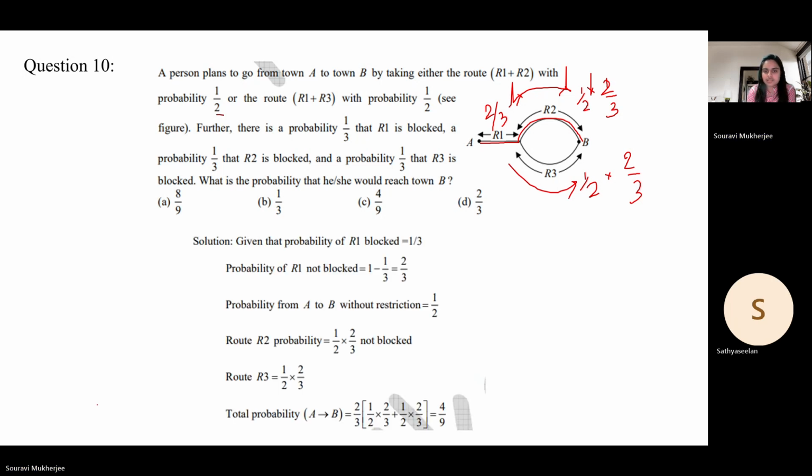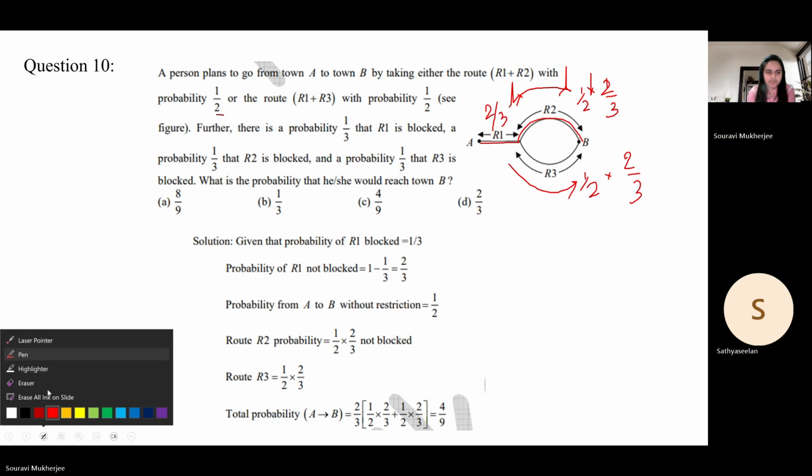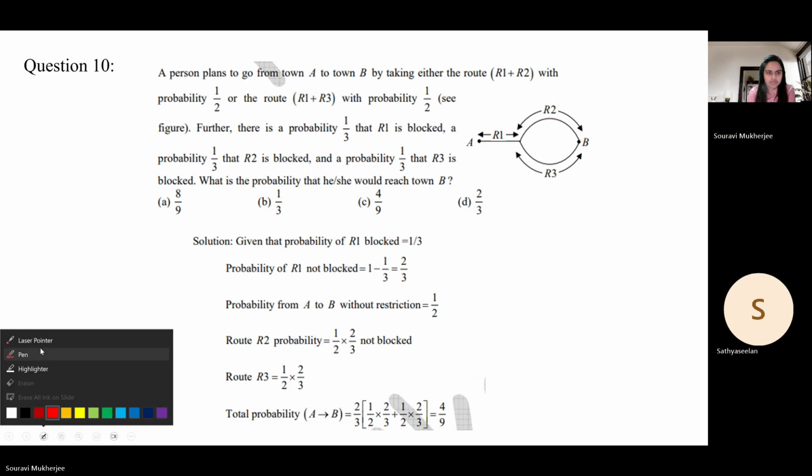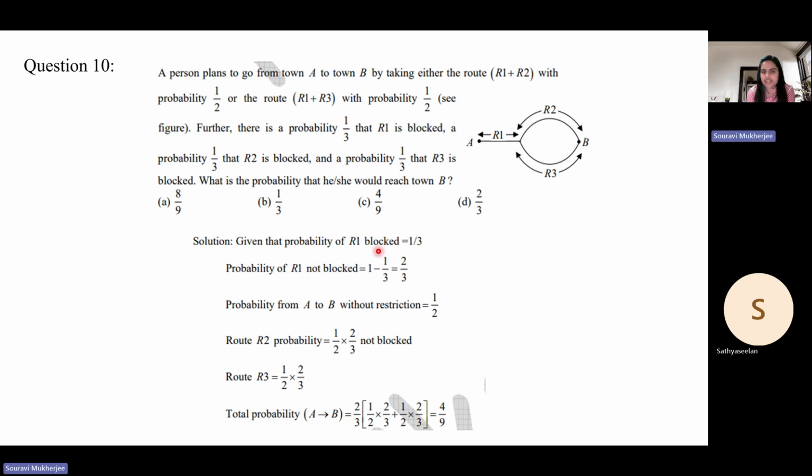The probability that R1 is blocked is 1/3, so R1 has to be unblocked, and that is 2/3. The probability of going from A to B without hesitation is half. So that means the route R2 probability will be half into 2/3, and route R3 will be half into 2/3.